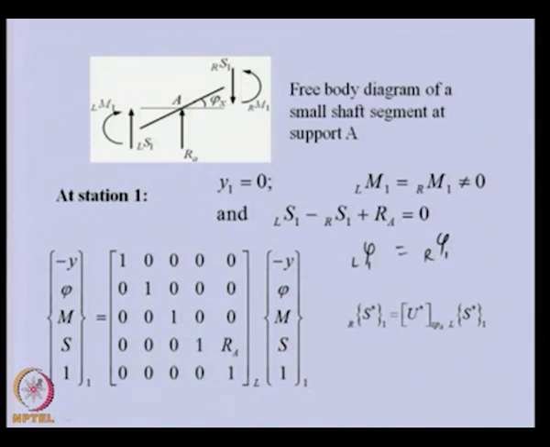This particular matrix I am representing as U star, where SP is for support. This transfer matrix is transferring the state vector which is on the left of the support at station 1 to the right of the support at station 1. As earlier we had the point matrix, which related the state vector at either end of the disk, similarly this matrix will relate the state vector at either end of the support, left to right.